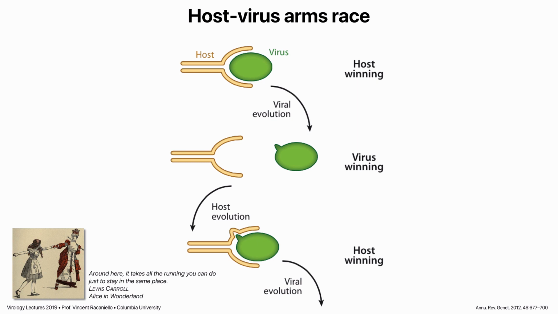Nobody wins. It's kind of like the Red Queen. Around here, it takes all the running you can do just to stay in the same place. In fact, these are now called Red Queen conflicts because of Lewis Carroll's little statement there. How can we use this to figure out what's going on?